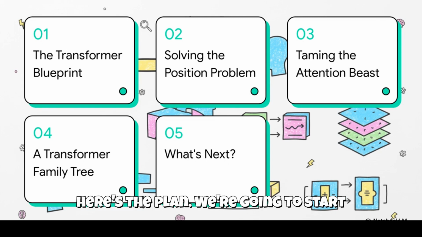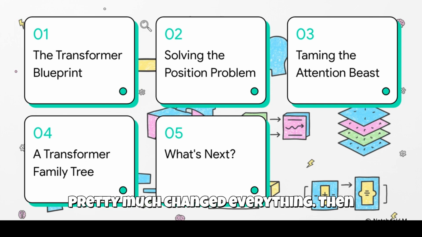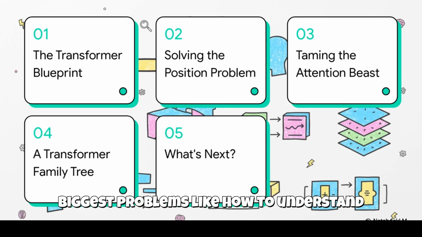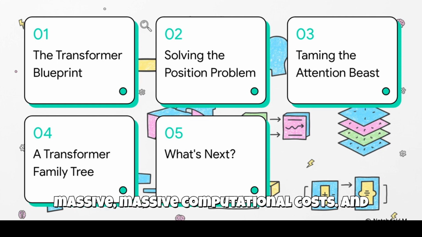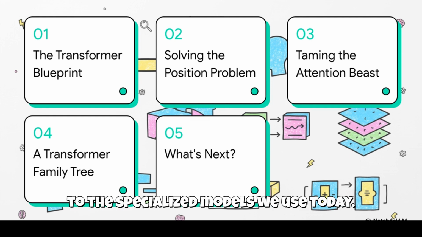All right, here's the plan. We're going to start with that original 2017 blueprint that pretty much changed everything. Then we'll dive into how engineers tackled its biggest problems, like how to understand word order and how to manage these massive computational costs. And finally, we'll see how all of that led to the specialized models we use today.